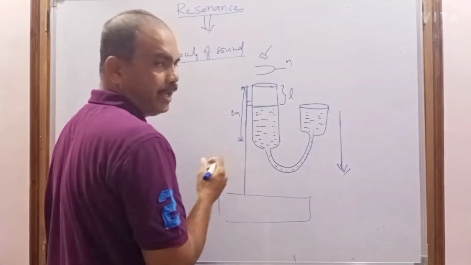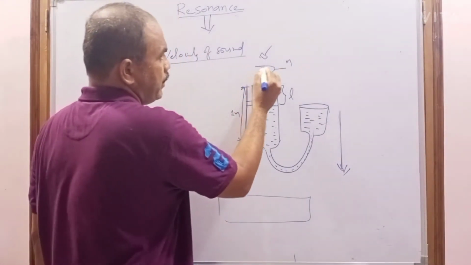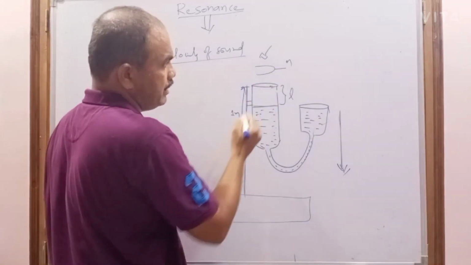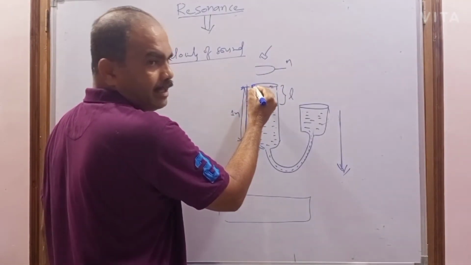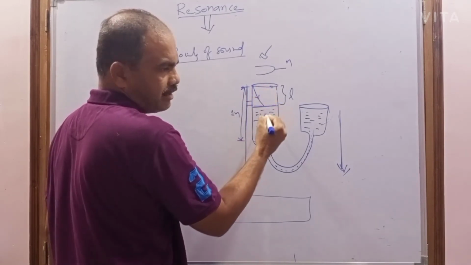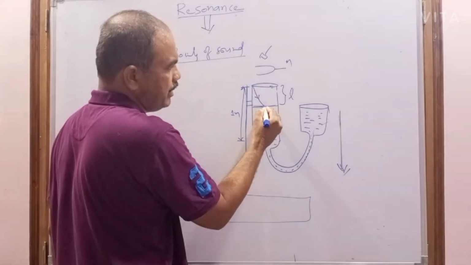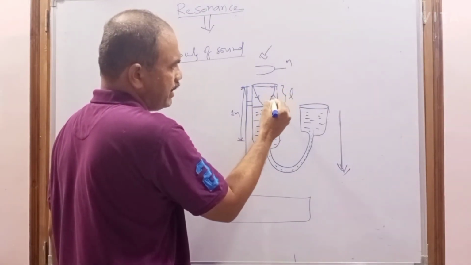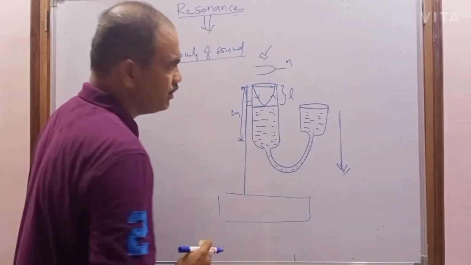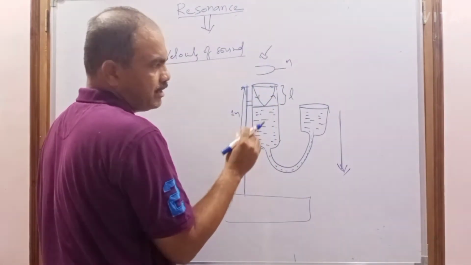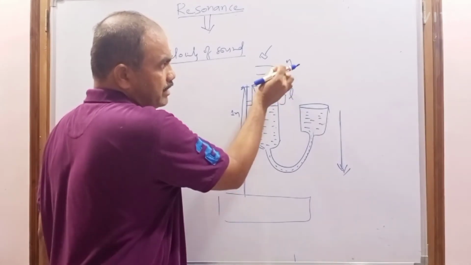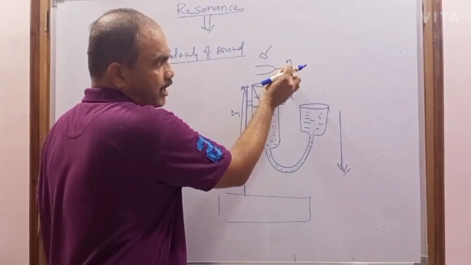Why do you hear the maximum sound? When you vibrate this tuning fork, it sends a longitudinal wave, and when this wave reaches the water surface, because of the change in medium it is reflected. The reflected wave and incident wave superimpose and form a stationary wave. Because of this stationary wave, air particles also start vibrating, and the stationary wave frequency coincides with the external periodic force frequency.